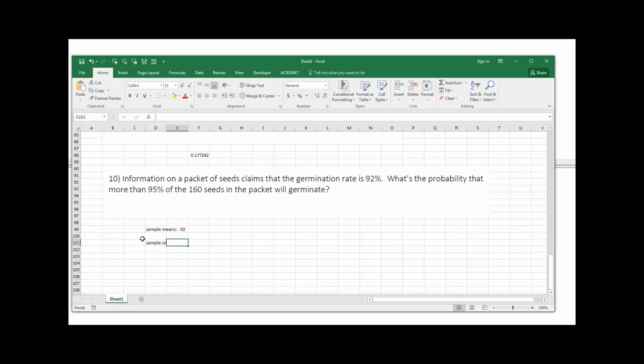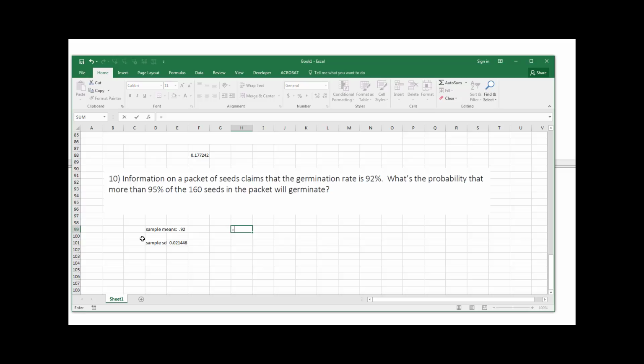Okay, for the sample standard deviation for proportions, I want to take the square root of 0.92 times 1 minus 0.92, and then divide that by the sample size. So divide that by 160, and I get that lovely decimal. All right, so I want to know how often I would expect to see more than 95%. So that's a norm CDF question.